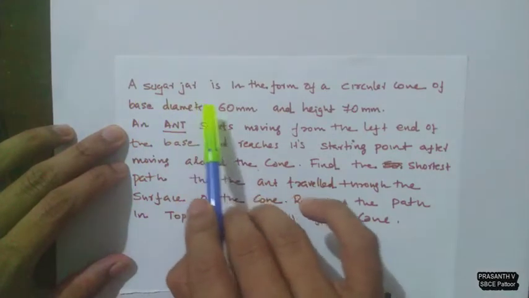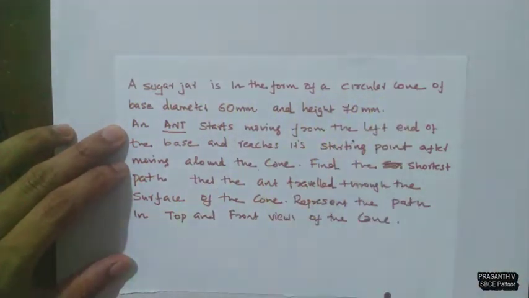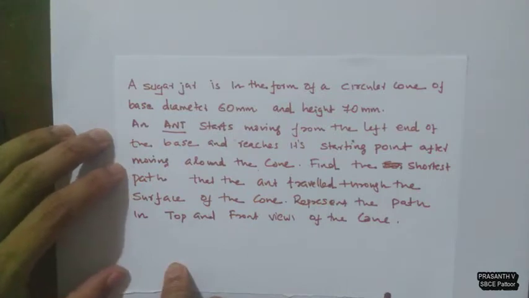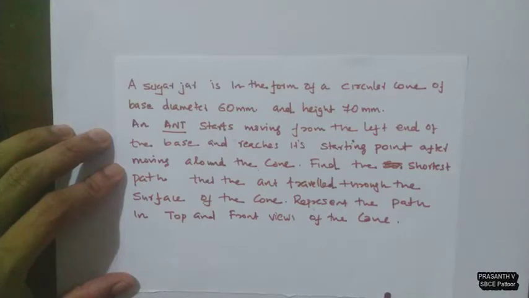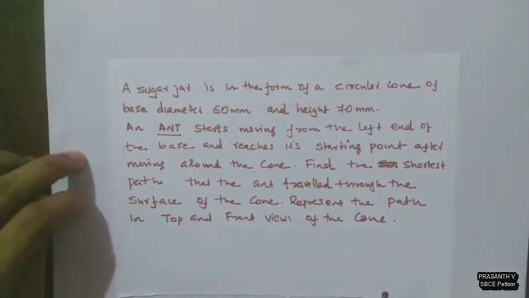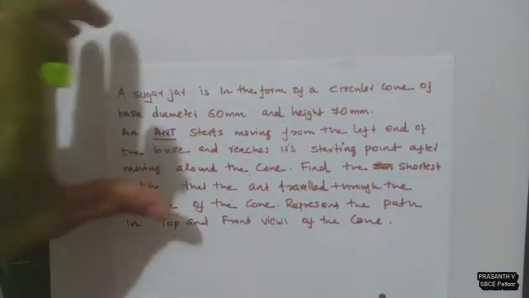A sugar jar is in the form of a circular cone of base diameter 60 mm and a height 70 mm. An ant starts moving from the left end of the base and reaches its starting point after moving around the cone. Find the shortest path the ant traveled through the surface of the cone. Represent the path in top and front views of the cone. This is the question. This is the shortest path problem.